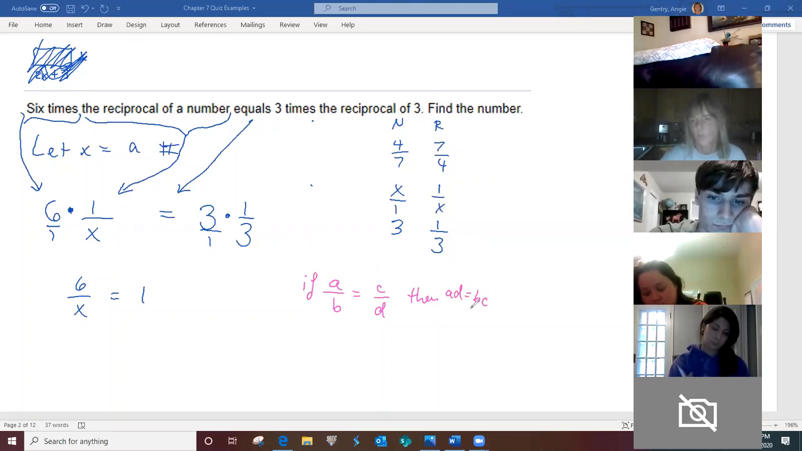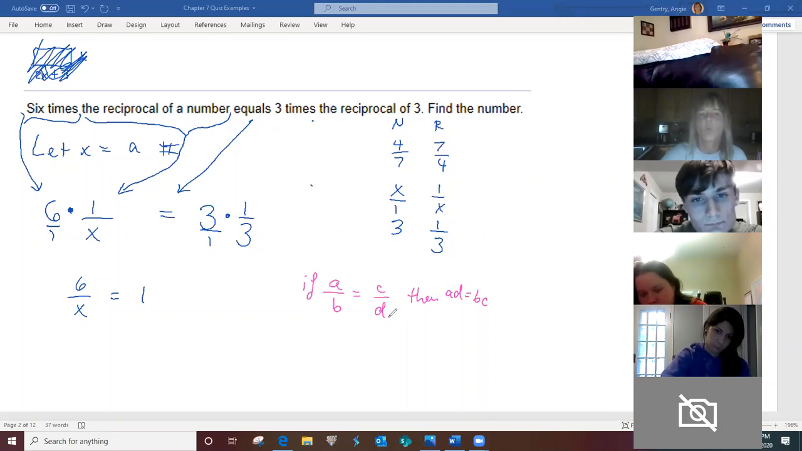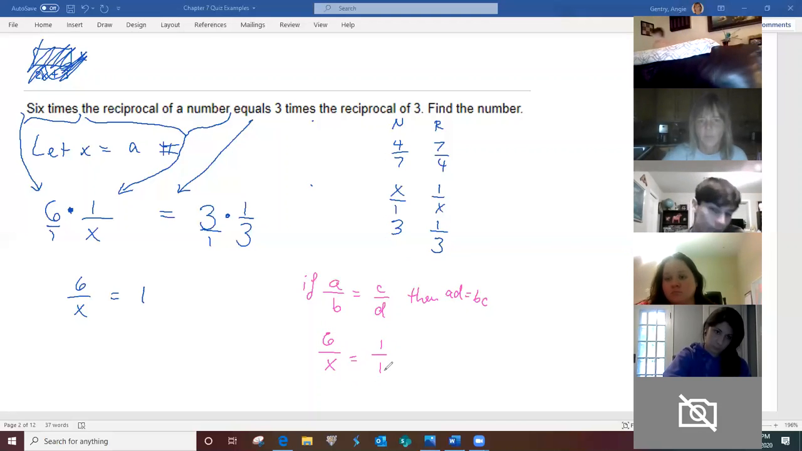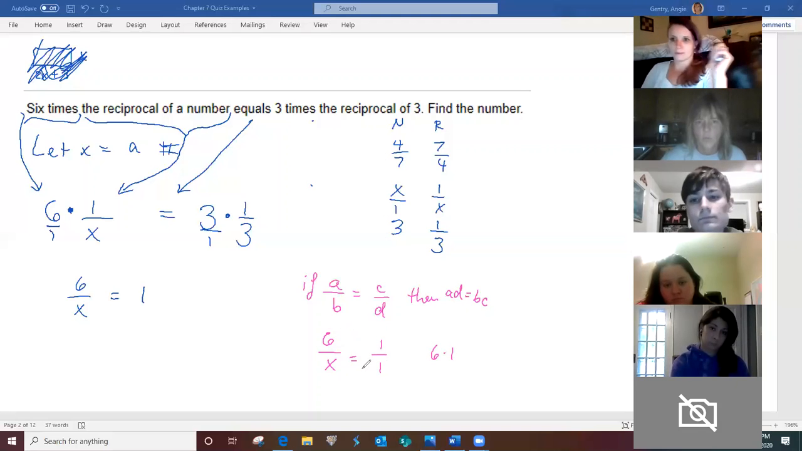This is cross multiplication. All it means is when you have an equal sign and a fraction equals a fraction, but this only works if you have a fraction equals a fraction. So you could write this as 6 over x is 1 over 1. Then you say, okay, that means 6 times 1, going across, cross multiply, is 1 times x.